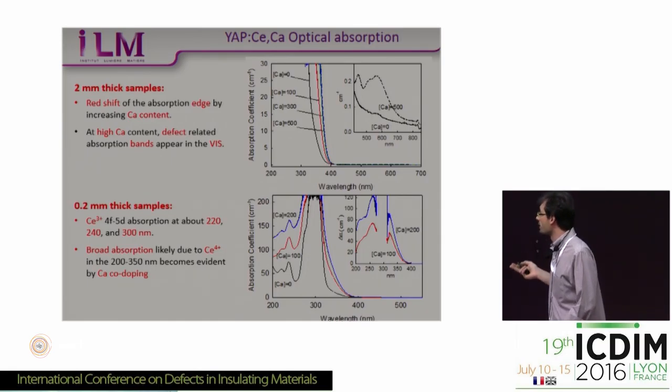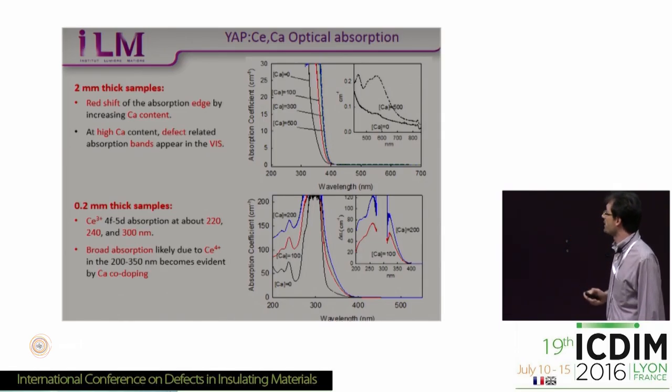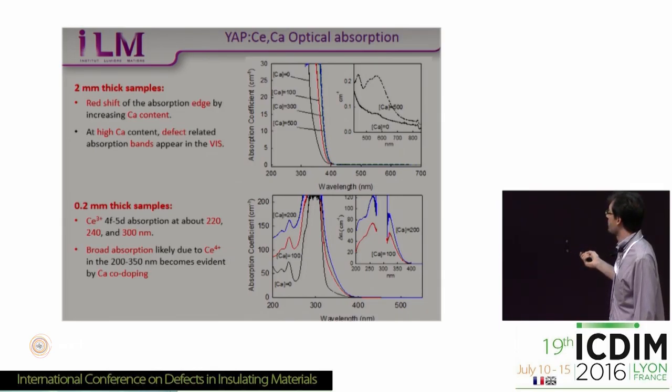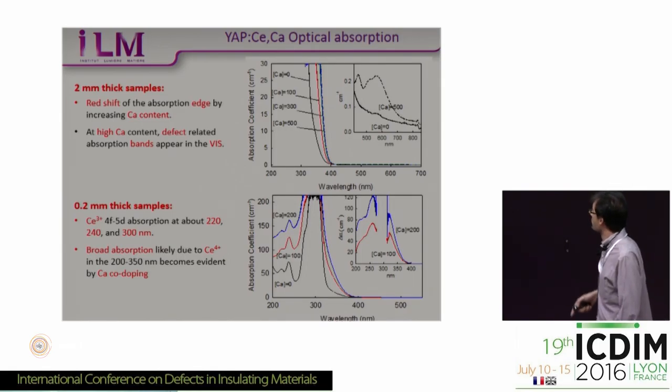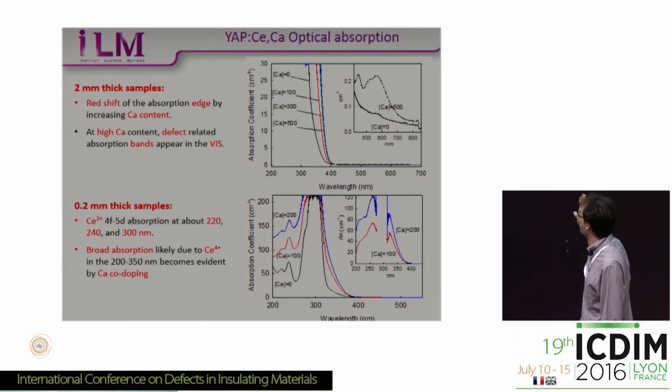In order to have a clearer idea of what is going on inside this huge absorption band, we've measured also a few thin samples. And what we see is that, again, there is the really clear cerium 3+ related absorption at about 300 to 350 and so on. But what we can also see is that by increasing the calcium content, another broader contribution appears, which is consistent with the shift of this absorption threshold for the thick sample.